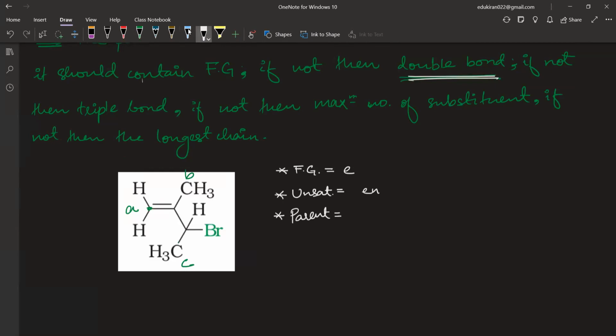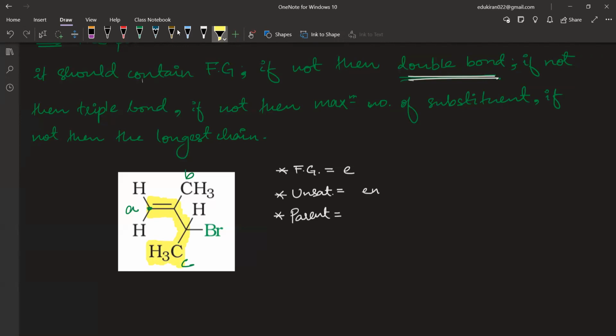So we start with A, and where should we go? Towards B or towards C? C. We have to look at substituents also, right? You will be getting the maximum number of substituents if we go towards C. Okay, is this clear? Yes or no? Nawal, samajh mein aaya? Okay, fine.